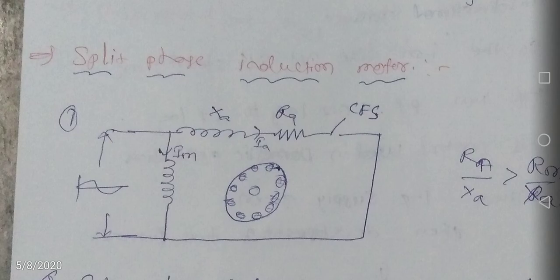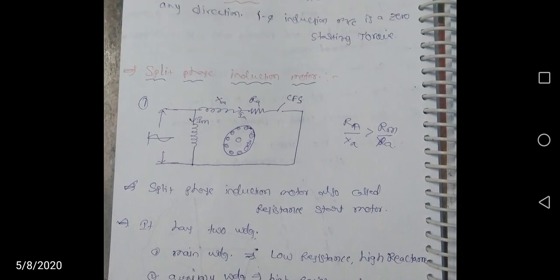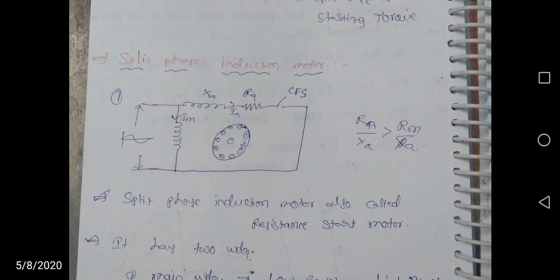So if it is resistive in nature, then the Ia current is nearly in phase with the supply voltage, and Im is inductive in nature, so it lags Ia by alpha degrees. Im lags Ia.